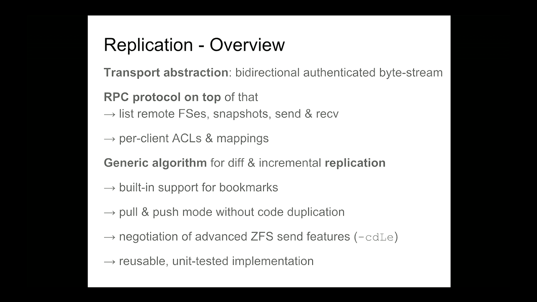On top of that, again, is the generic algorithm for diffs and incremental replication. So this algorithm basically sees RPC endpoints at both sides and then will just replicate whatever you tell it to do. So in our case, it will replicate as efficiently as possible with as many supported features as possible. Or if you turn that off, then they will be turned off. Core features of the algorithm are that it supports bookmarks out of the box. There is no special case, no hack on.